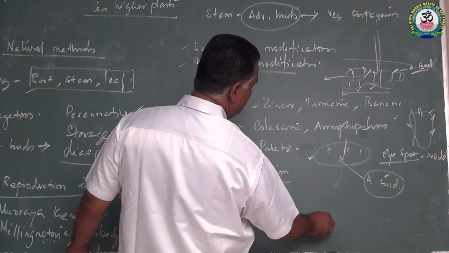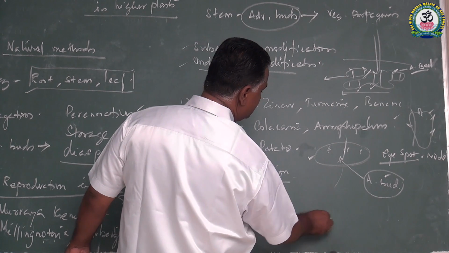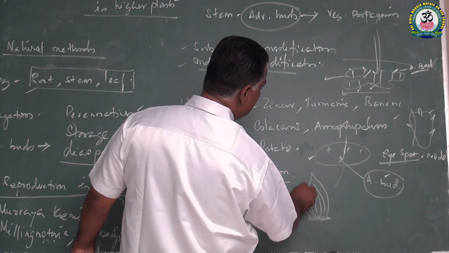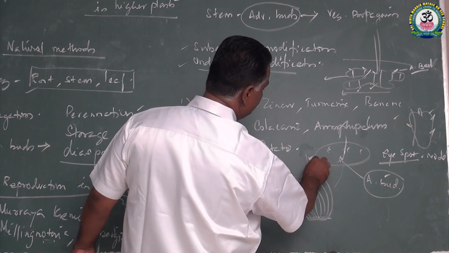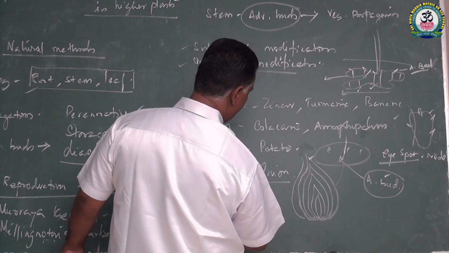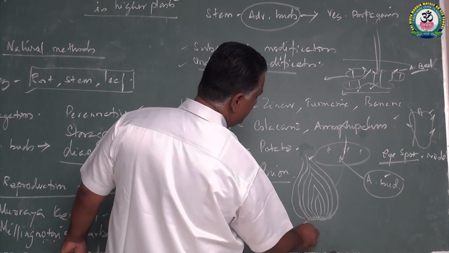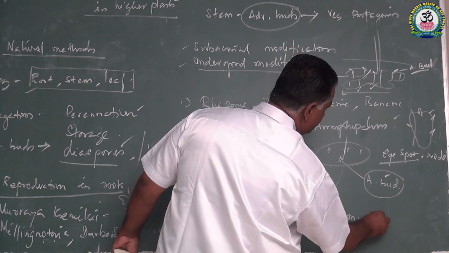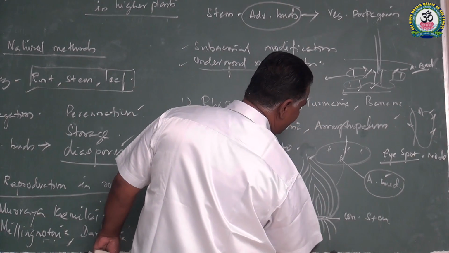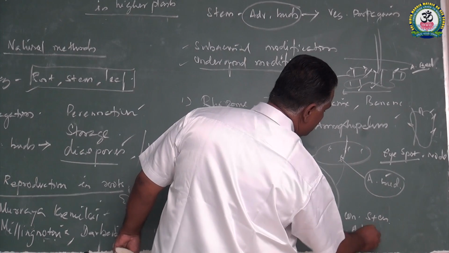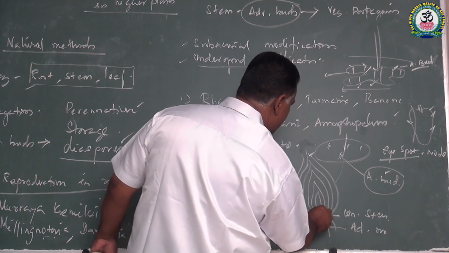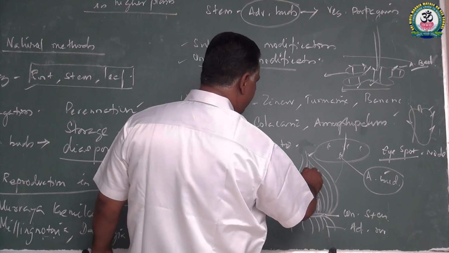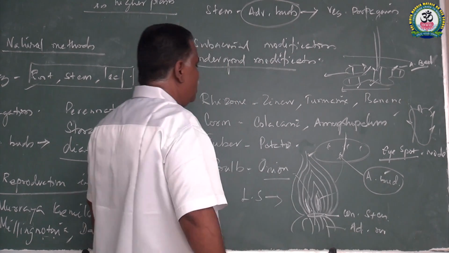So, we know in a bulb, the stem is much condensed. If you have the LS, you will see a structure like this. This is the LS of onion. And this is the condensed stem. These are adventitious roots. And you can see axillary buds here. And these axillary buds, when cut, can grow into a new plant independently.